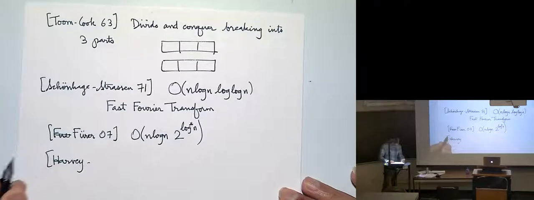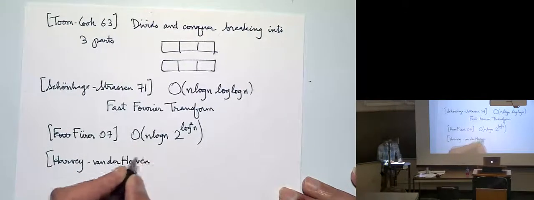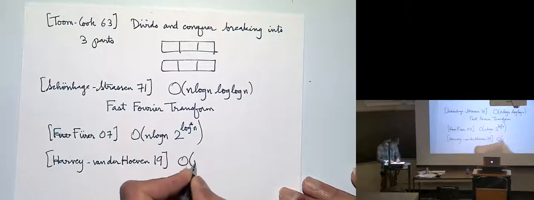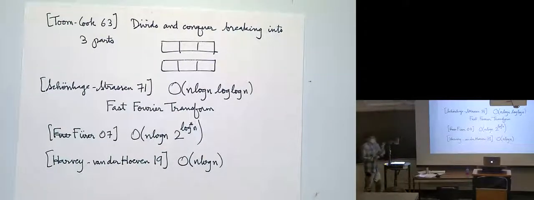And then finally, Harvey and van der Hoeven in 2019 gave an O(n log n) algorithm. It's a very complicated mathematical result, and it was finally published only in 2021. I think the arXiv version, the public version, came in 2019. Then you can ask, can you beat n log n? It's believed that you cannot do better than n log n, that fundamentally multiplication is harder than addition, but no one knows how to prove that yet.